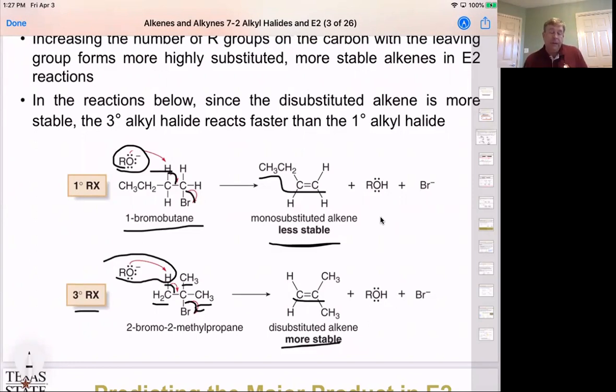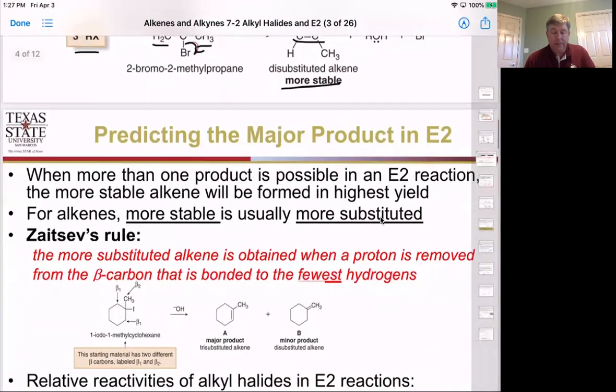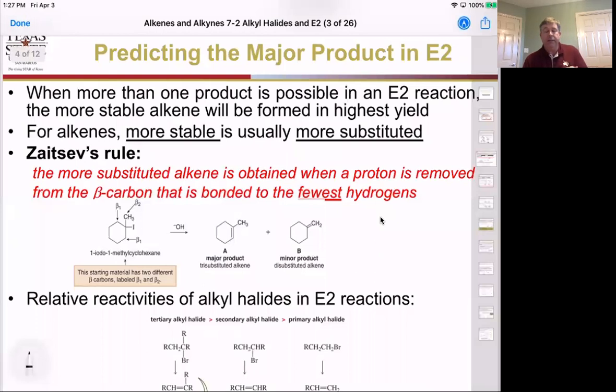So our thermodynamics are telling us that the tertiary alkyl halide is going to go faster because it forms the more stable transition state, which gives us the more stable product. Okay, so now let's start trying to predict the major products for E2 reactions. When more than one product is possible in an E2 reaction, you are always going to favor the more stable alkene. And in alkenes, the more stable alkene is the more substituted alkene.